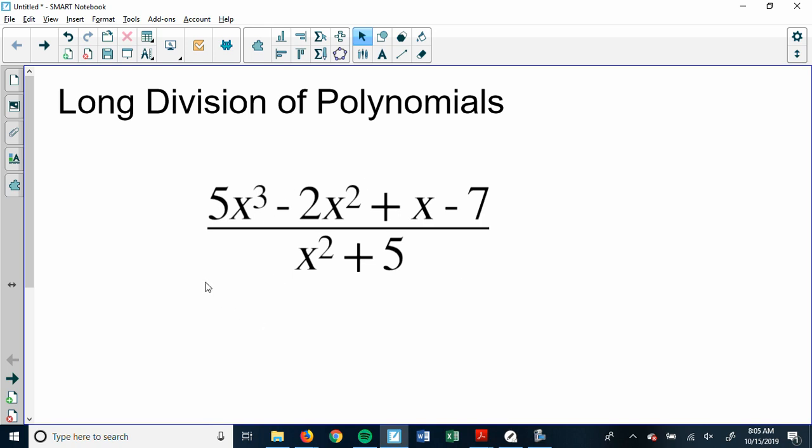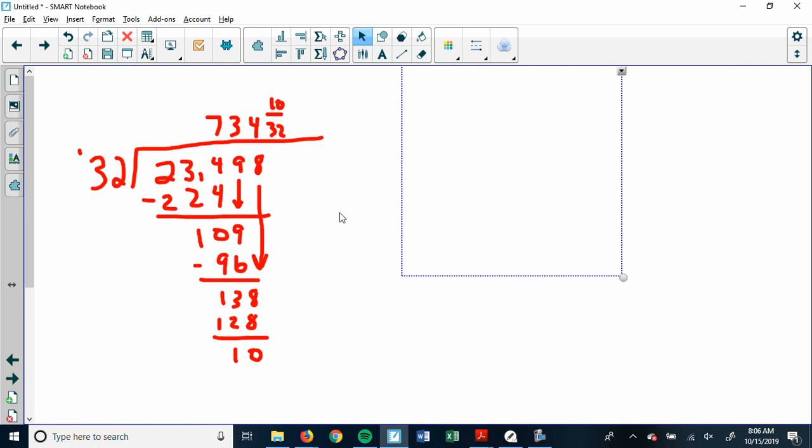Right? So let's look at a little remembering of elementary school long division. Here we're taking the number 23,498 and we're dividing it by 32. If you don't remember how to do this, pause the video, take a look at what's been done here. Just a brief reminder.